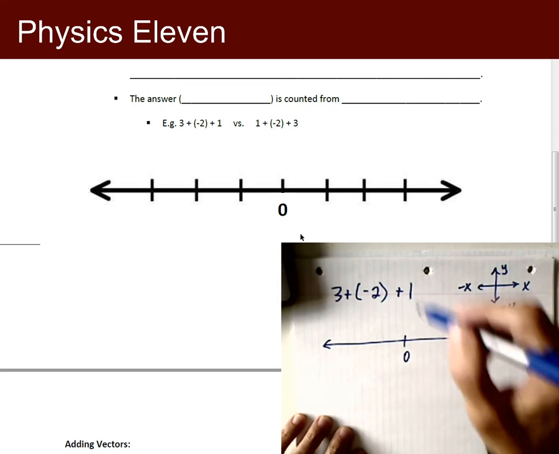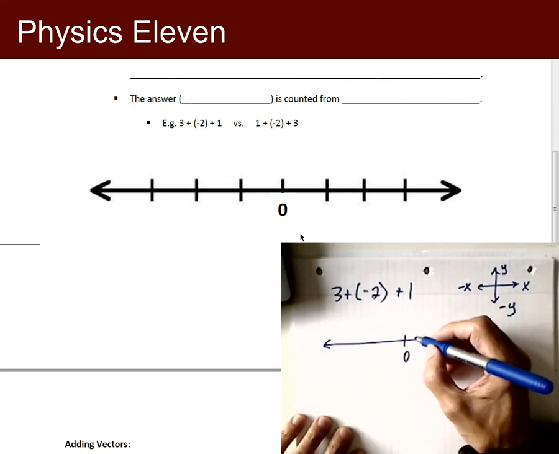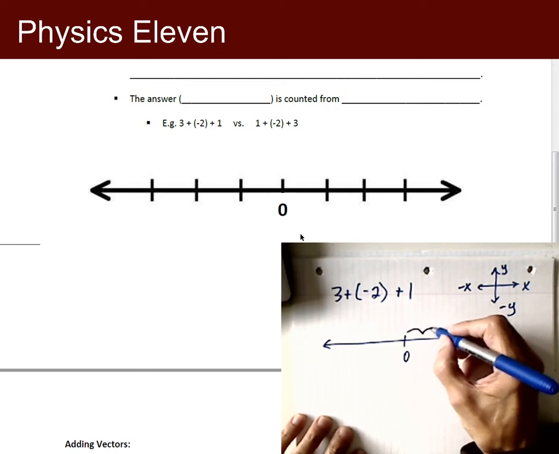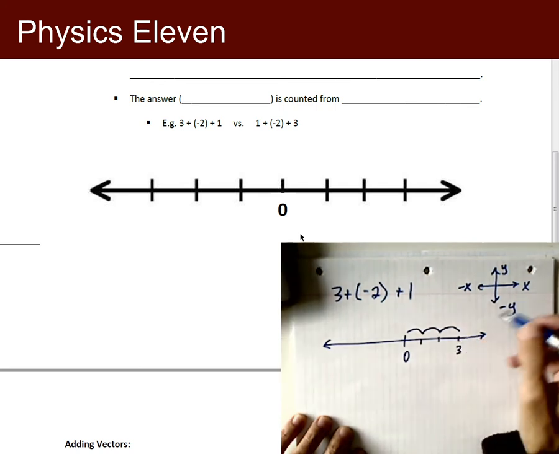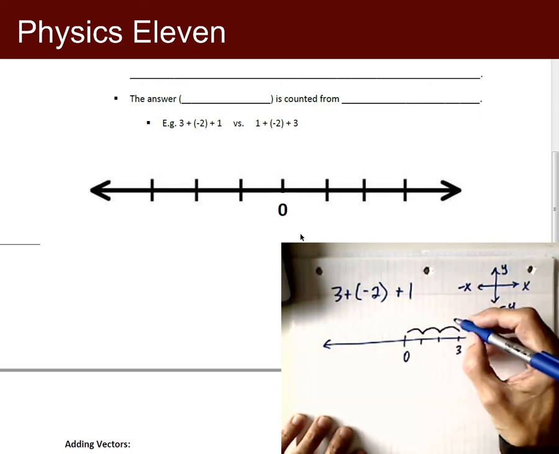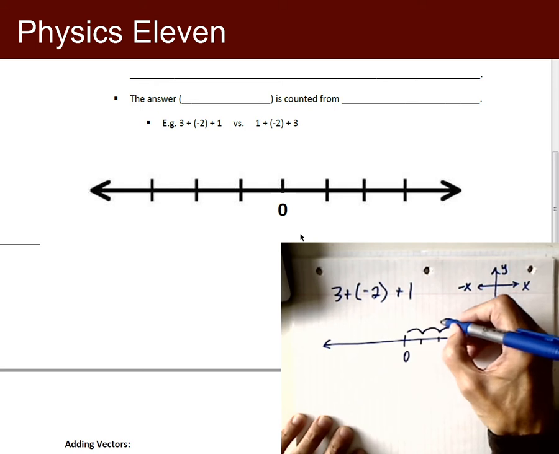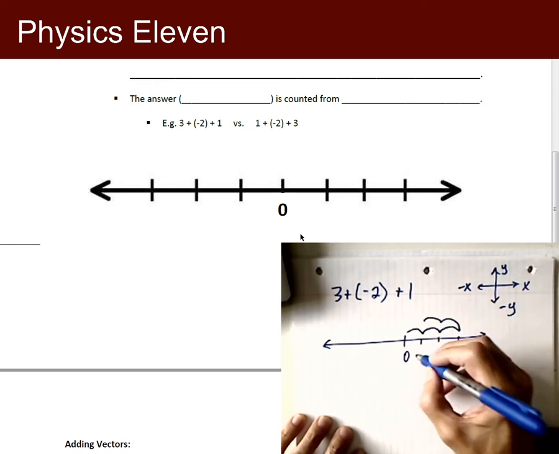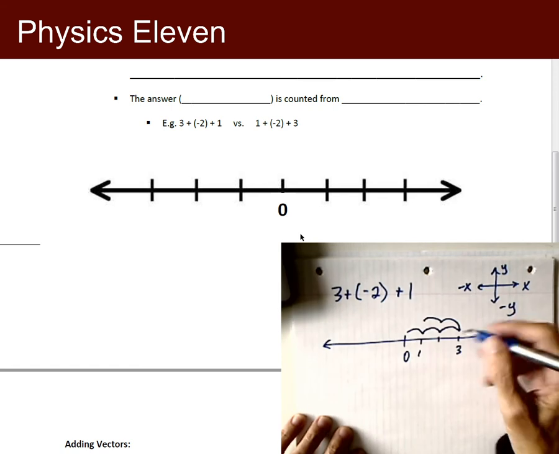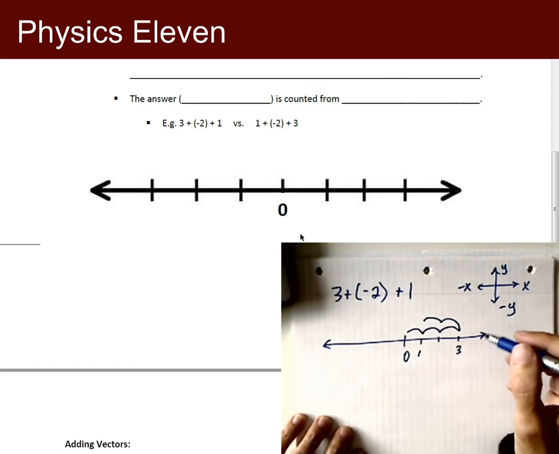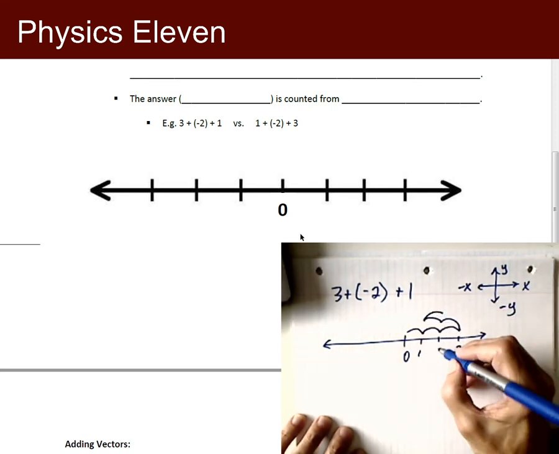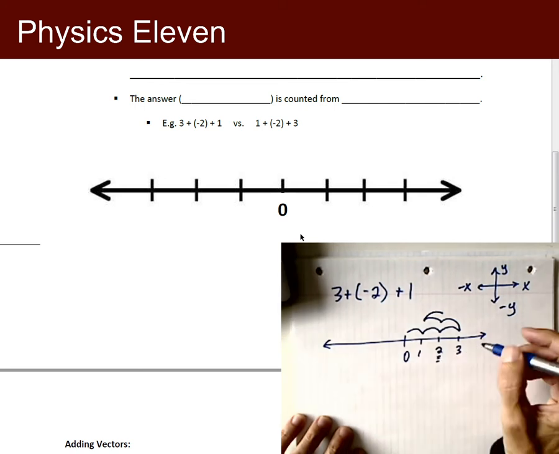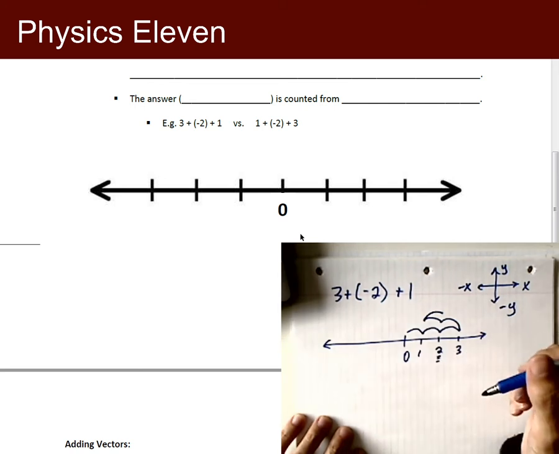So we have +3. So that means we go to the right by 1, 2, 3. 1, 2, and 3. So there we are. Next, we go left by 2. So that means we go there and there, which happens to put us at the number 1. And then we go 1 to the right, which lastly puts us here at the value of 2.